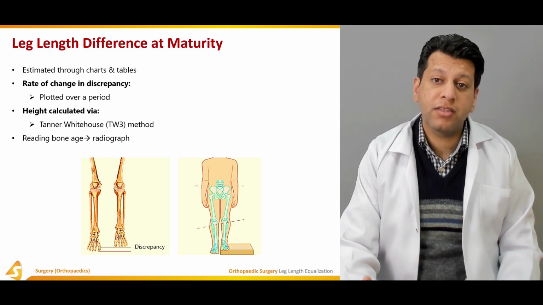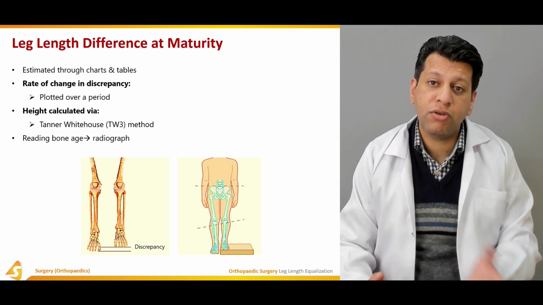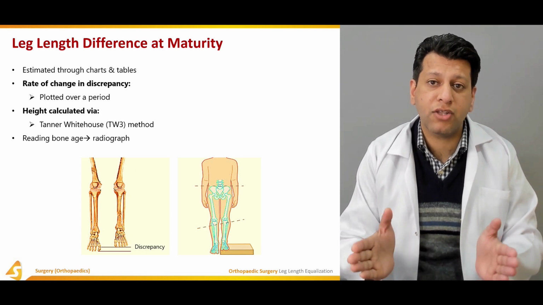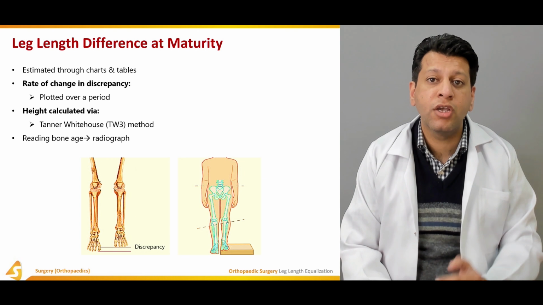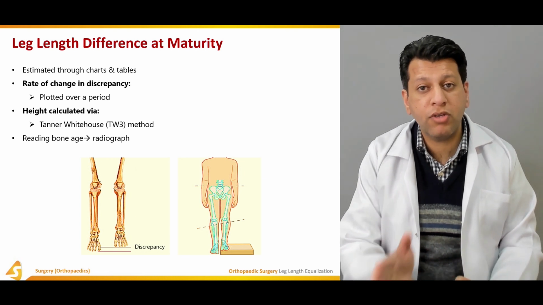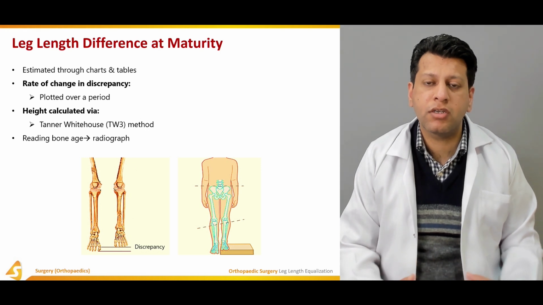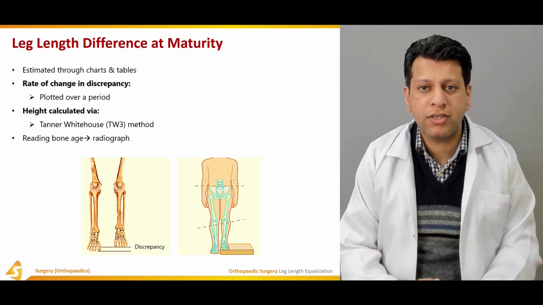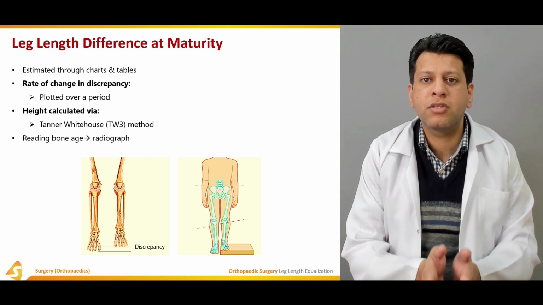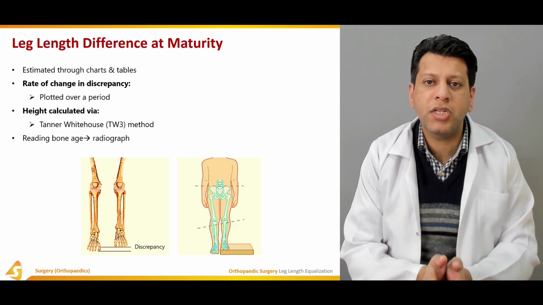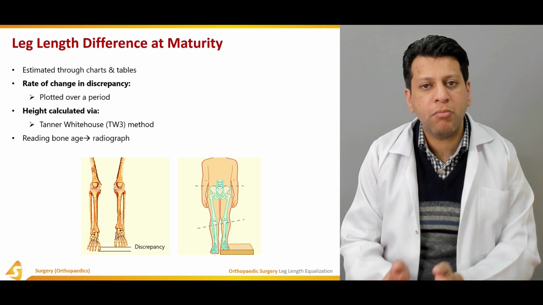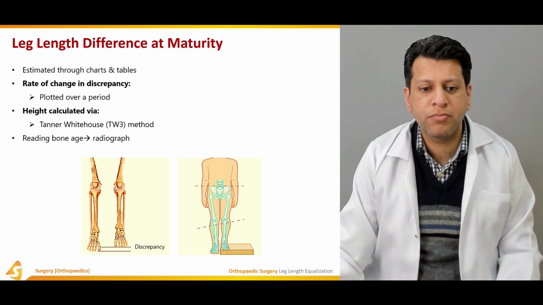If you multiply this 6 by 16 mm and you add the 2 centimeter of current discrepancy, you get the amount of limb length discrepancy which would be present when she will be at 14 years of age. That is how a crude method of estimation can be utilized to estimate how much limb length discrepancy would be present in a female child at 14 years and in a male child at 16 years of age.